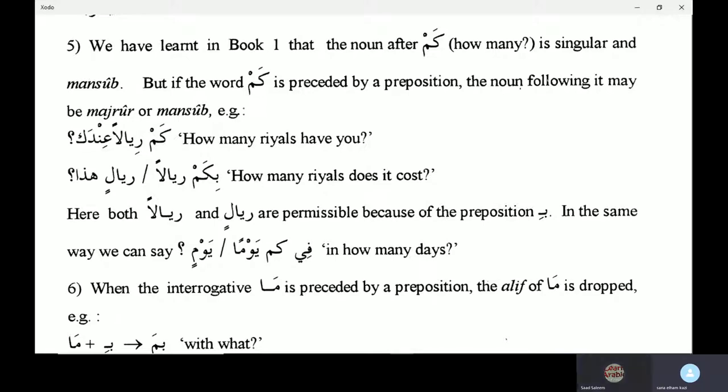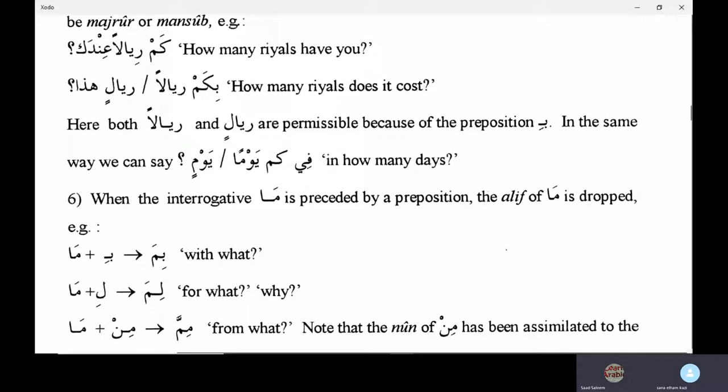بكم ريال هذا. Because of bi, you can read this sentence in two ways. One is bikam riyalan hadha, and the second choice is bikam riyalin hadha. Here both riyalan and riyalin are permissible because of the preposition bi. In the same way, we can say fi kam yawman or fi kam yawmin, in how many days.